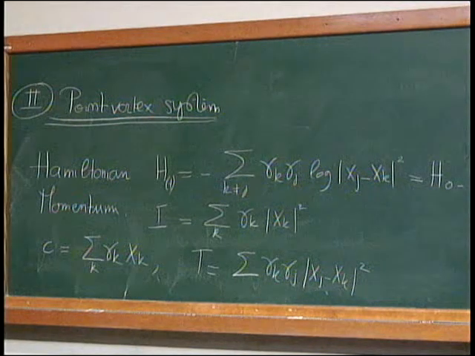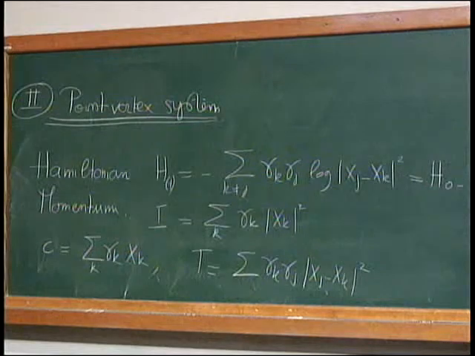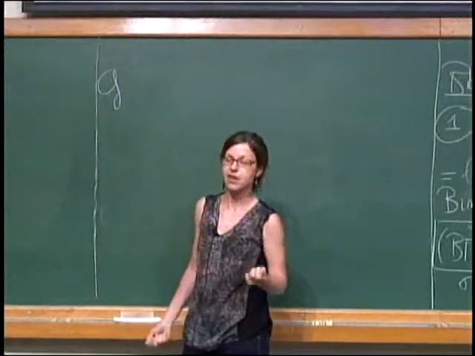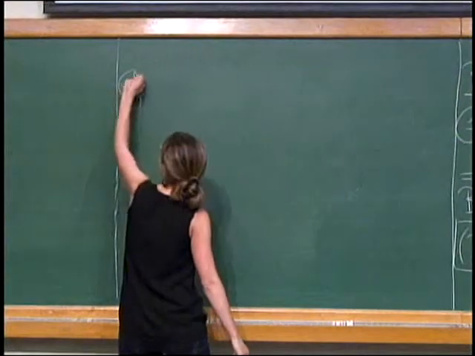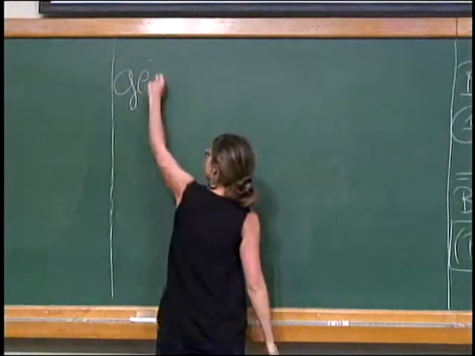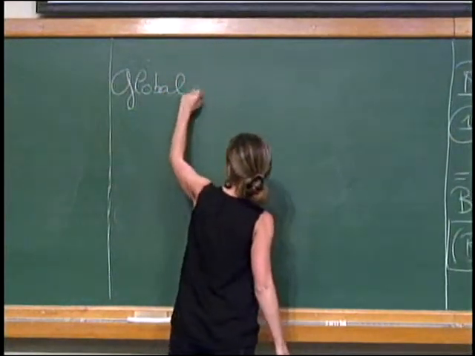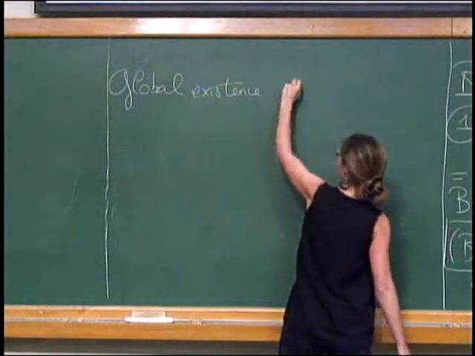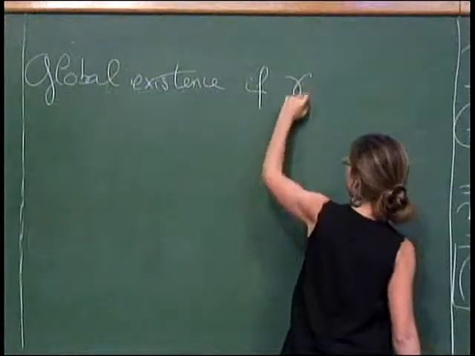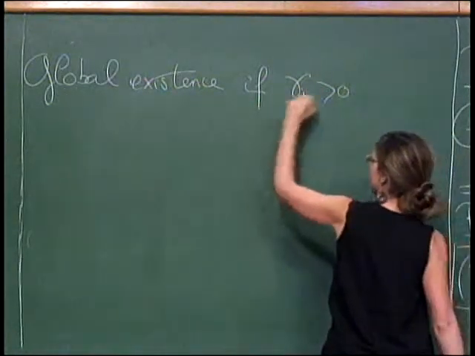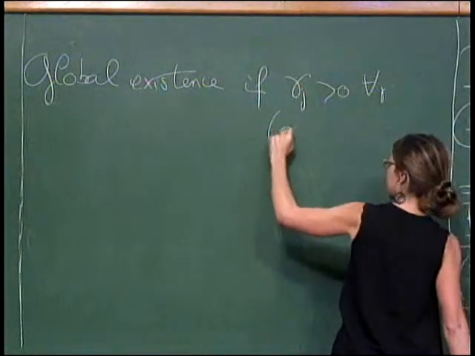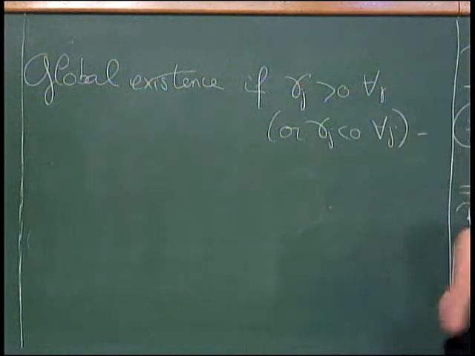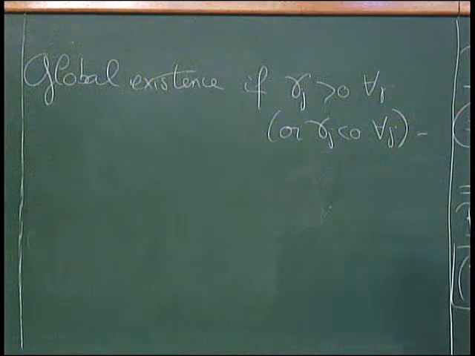So we know that we have global existence without collisions for the point vortex system if gamma j is positive for all j. No collisions if gamma j is positive or negative for all j. Okay, no collisions.